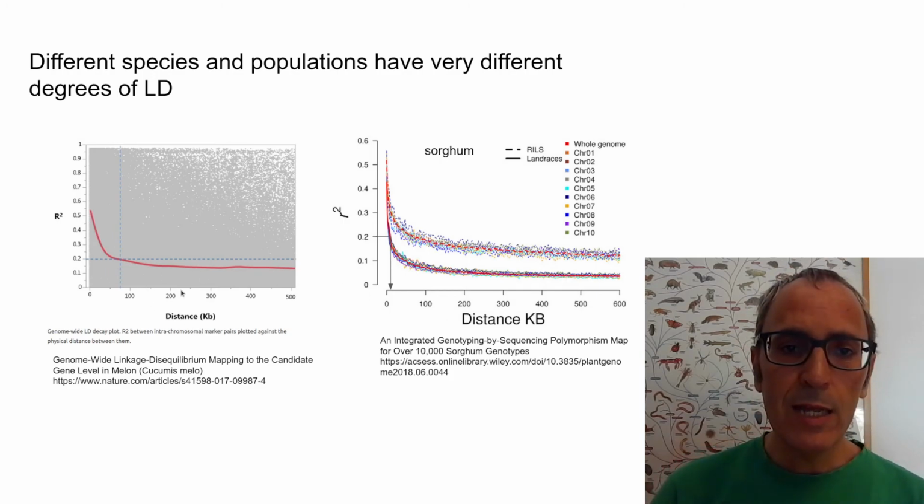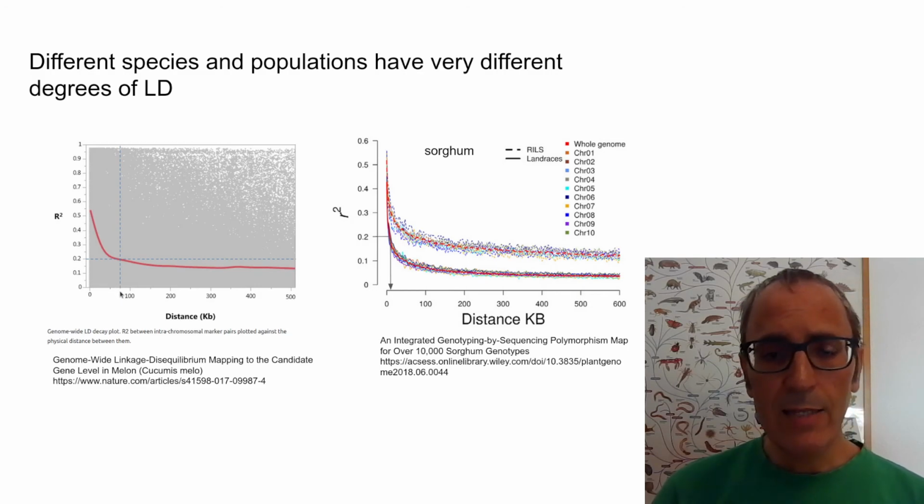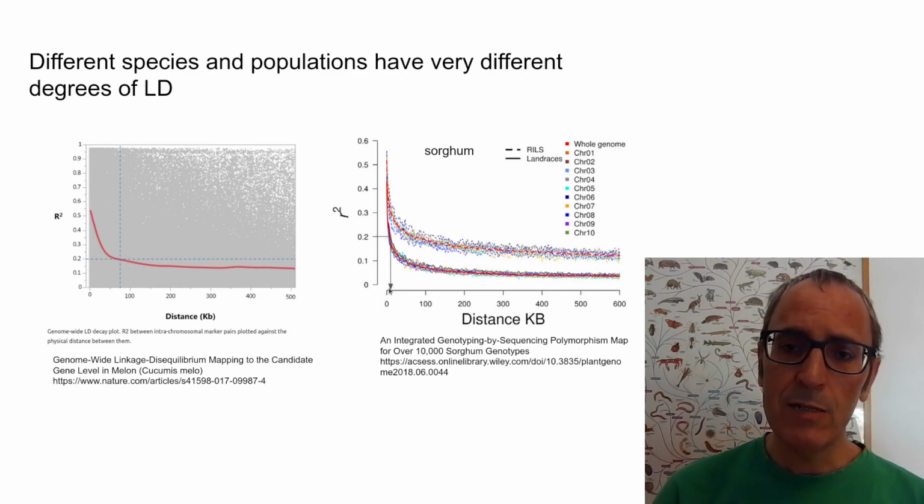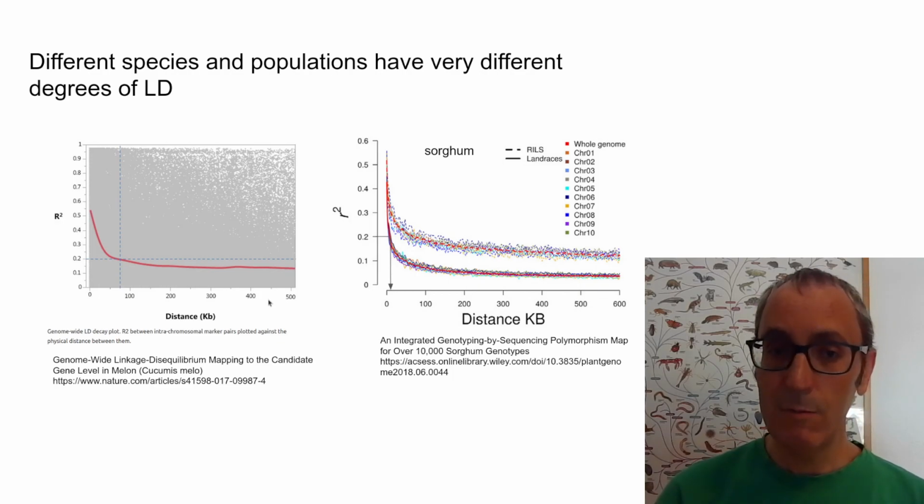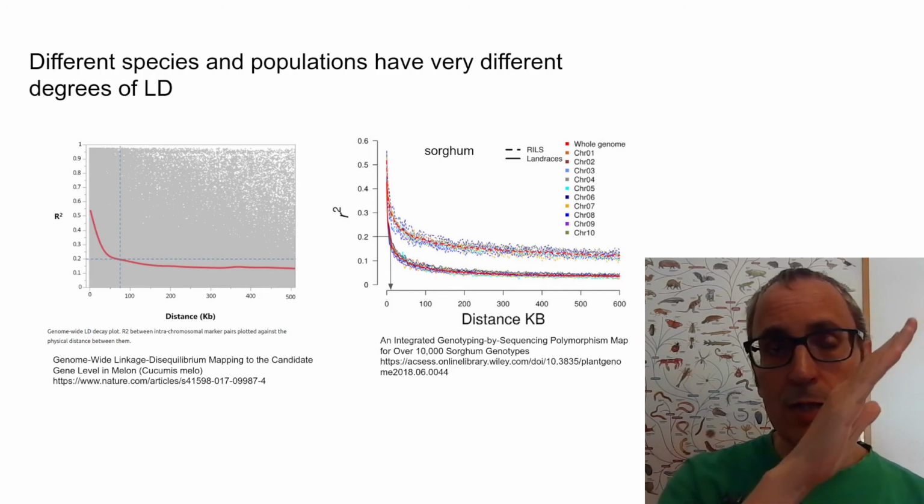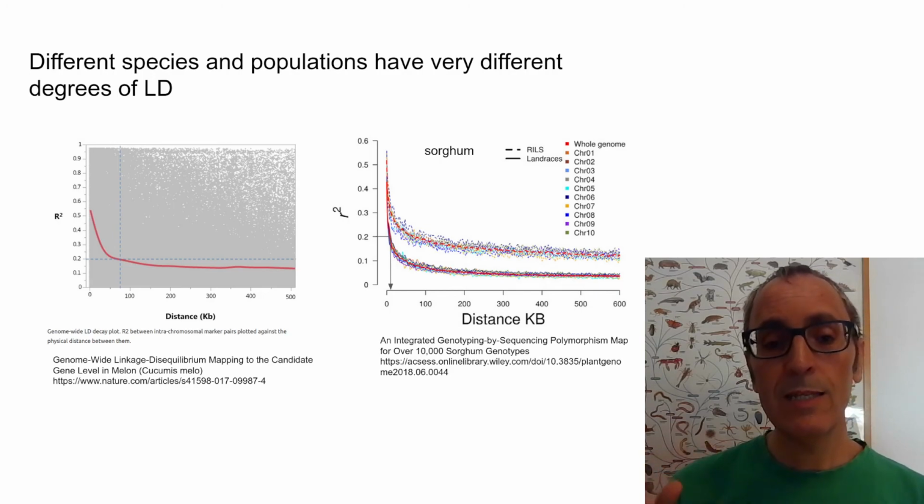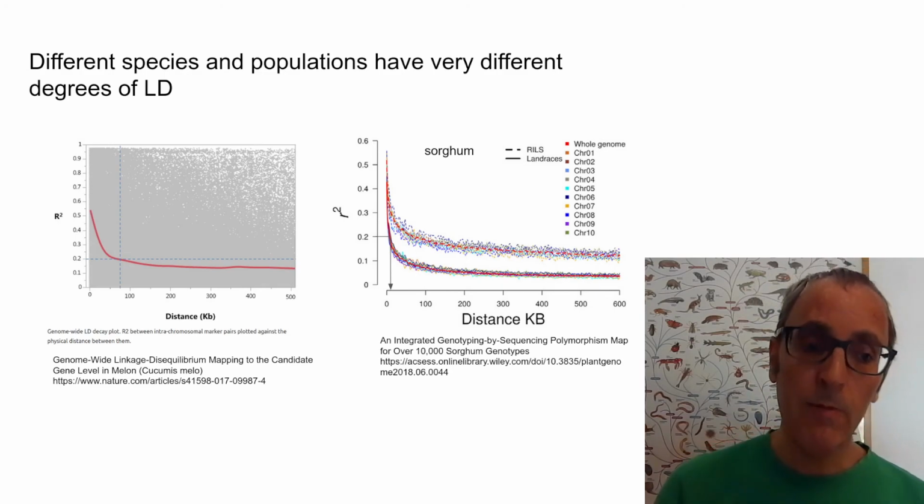In melon, the linkage disequilibrium has a mean R square of 0.2 at 80 kilobases, and in sorghum this same number is reached much earlier. So the linkage disequilibrium in sorghum is lower than in melon, or in tomato it's much higher than in both, especially in cultivated tomatoes. So the degree at which linkage disequilibrium goes down with distance depends on the history of the population. So it depends on the population.